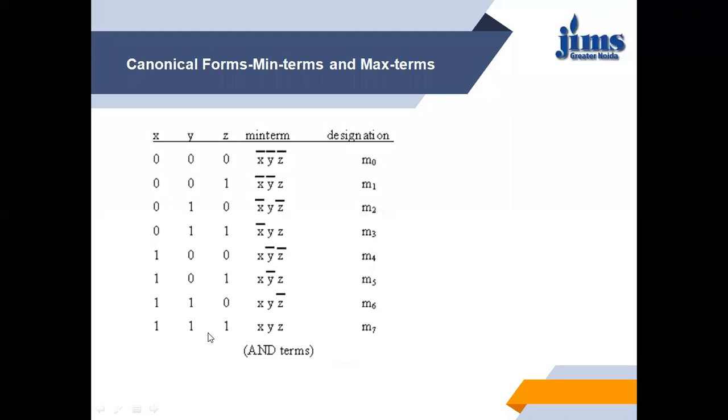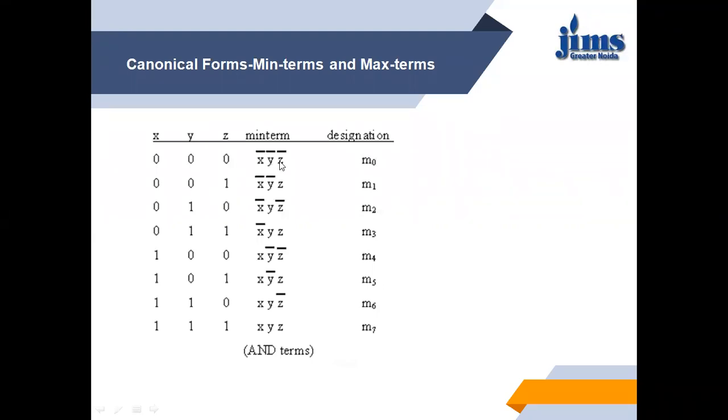So let us first discuss what min terms mean. Min terms are the product terms. So we write 0 to stand for complement. If the input is x, then 0 stands for x bar. For y, 0 stands for y bar, and for z, 0 stands for z bar.